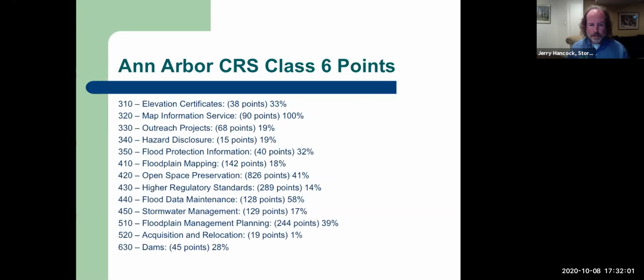This is a list of the points that we get for the floodplain management activities that we're doing. At the end, where I list a percent, I've listed the percent of the total points available that we are currently getting. Throughout the rest of the presentation, I want to focus on one of these, item 430, higher regulatory standards. Currently, we are only getting 14% of the points available in that particular category.